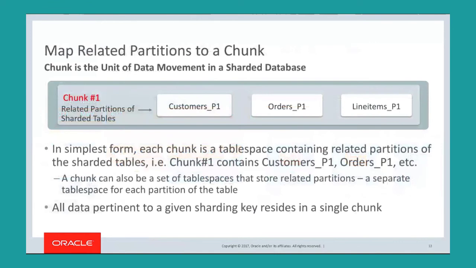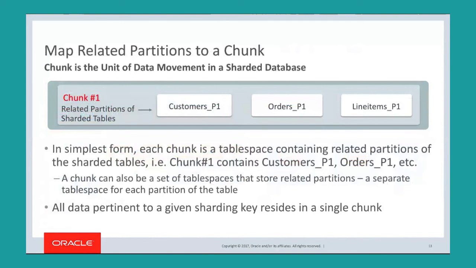Okay. So before I show the syntax, there is one important concept that I want to touch upon, and this is very critical for a sharded database. There is a concept called chunk. Chunk, in its simplest form, is a table space that contains related partitions of tables. So partition P1 of customers, partition P1 of orders, partition P1 of line items. Those 3 partitions are placed in one table space, and that table space is called a chunk.